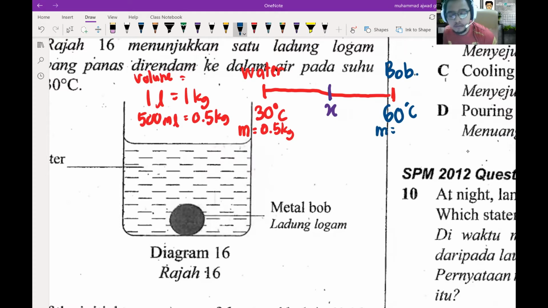The metal bob, 1 kg. Okay, 1 kg. Alright, assuming the metal yang dia guna adalah gold, contohlah. Gold 1 kg. Wow, kaya siut. Okay, gold berapa specific heat capacity dia? 300 joule per kg per degree Celsius. And for water, specific heat capacity of water is 4200.